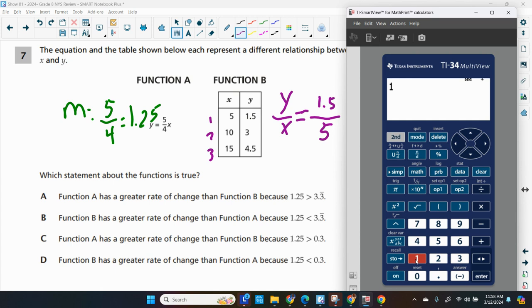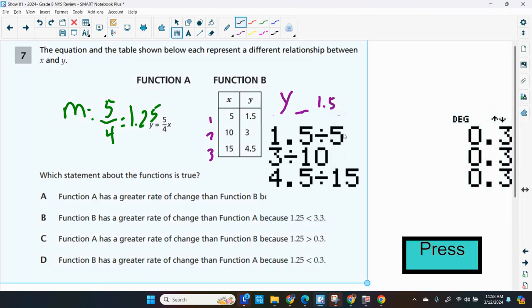So let me reduce them. 1.5 divided by 5. That gives me 0.3. And I'm going to even take a look at the other one. 3 divided by 10. And you know that the divided by is another way of writing the fraction bar. I just didn't feel like writing the fraction bar, so forgive me. 4.5 divided by 15. And if you notice, let's take that out there.